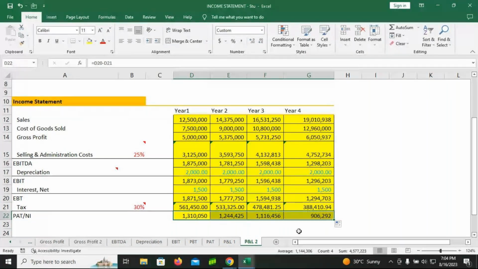Have you people got this value? If you have got the same answers, then you have done the sum properly. Okay, let's go to the next one.